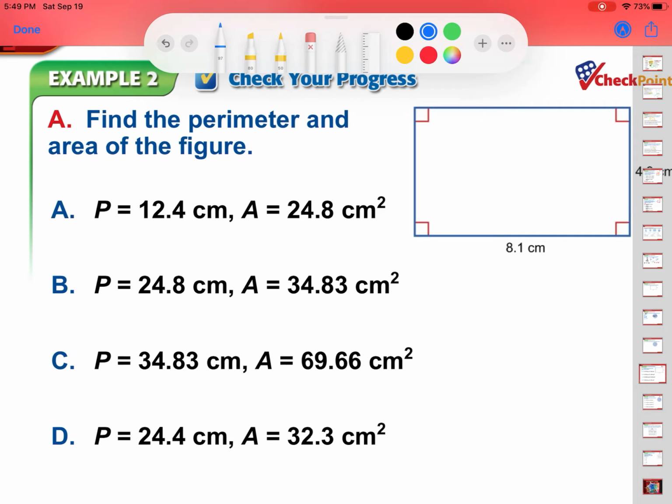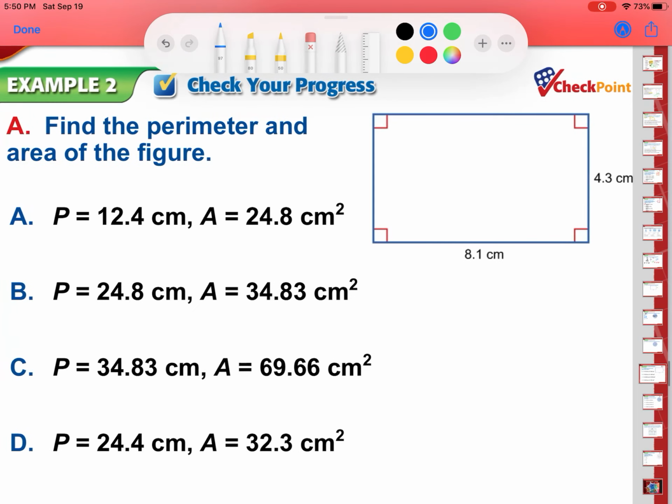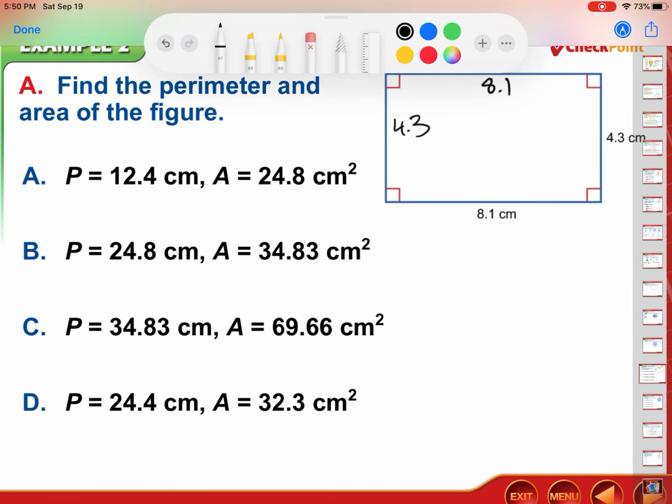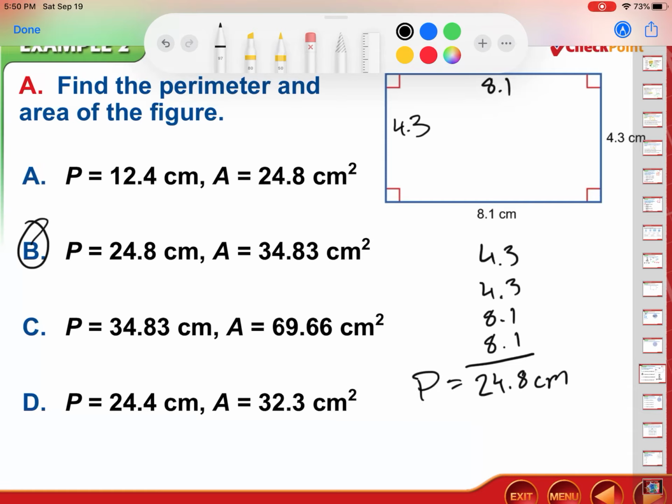Now, let's look at this one real quick, and then we're going to conclude part 1 of this video. So our side lengths, once again, are 4.3, 8.1. I'm going to copy them over. I like to do that just so I can more visually see it. And if we add these up, 4.3, 4.3, 8.1, 8.1, we end up with 24.8 centimeters. So right off the bat, it's got to be B. That's the only one with a perimeter of 24.8. But we'll go ahead and multiply these out just to make sure.